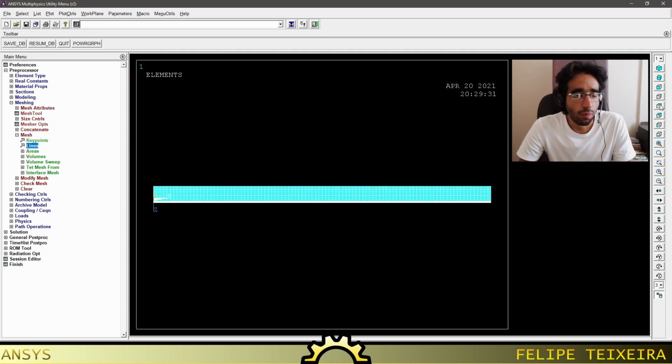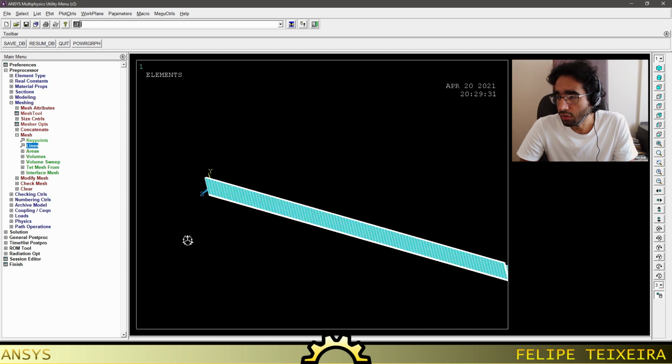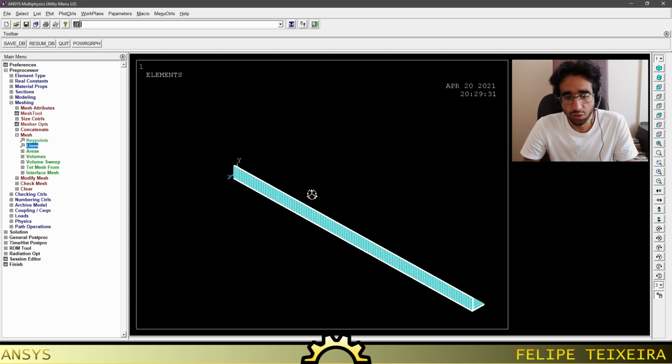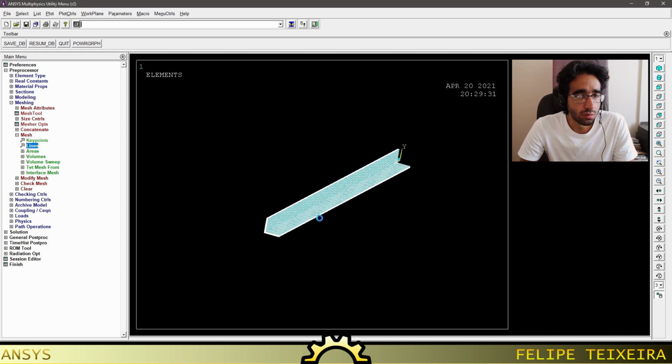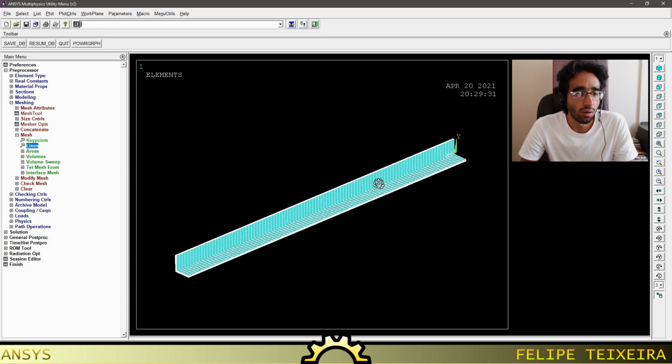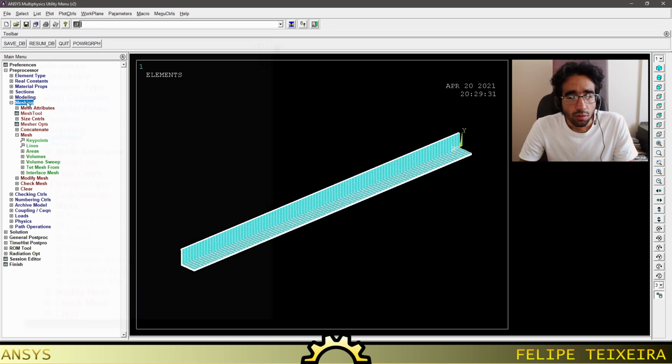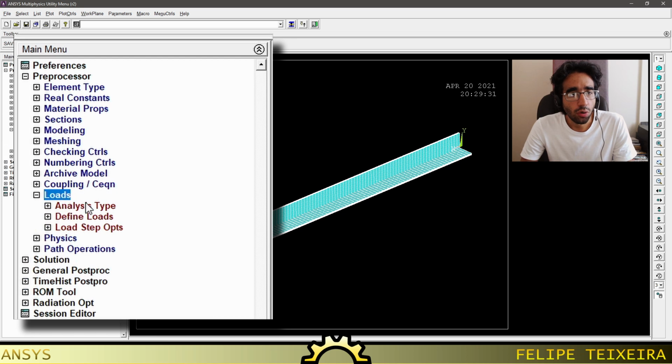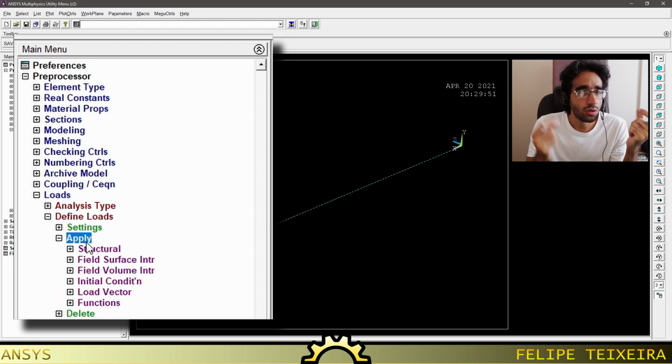So finally, we're going to apply the boundary conditions. I'm going to plot the lines again, and the first thing we're going to do is apply the supports. There's no particular reason for this order. I just chose to begin with the supports. You could begin with the loads or anything else, but I'm going to apply supports first. So I'm going to support both ends of our beam, and at each end I have one key point. So I'm going to apply supports to the left key point and to the right key point.